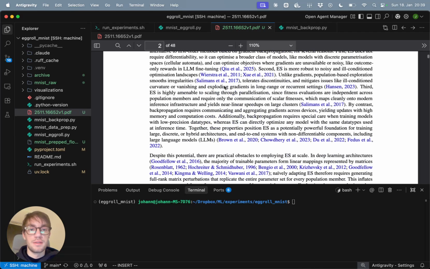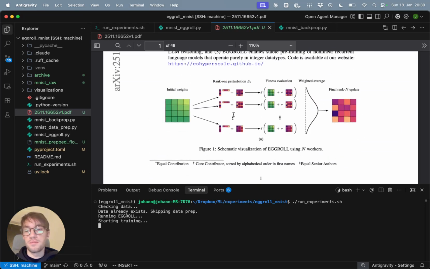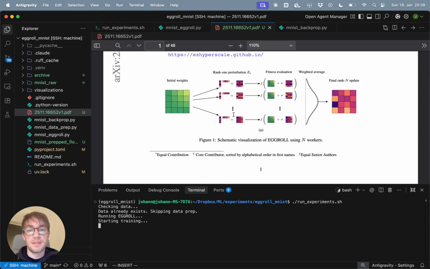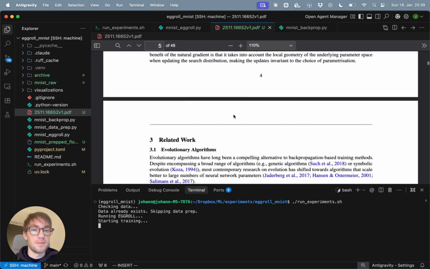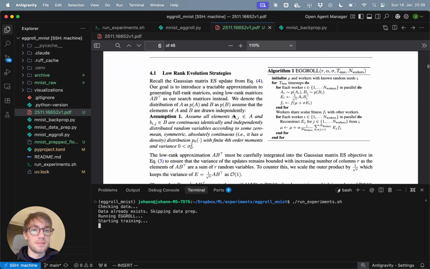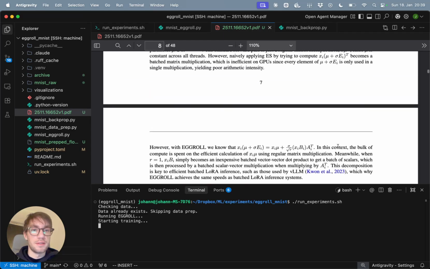So in the meantime, let me start the comparison of EGGROLL, the algorithm which I implemented, and then the same thing but with backpropagation, just to have a look at the results and the performance. Here's also a nice pseudocode of the algorithm, but what I want to show is this.